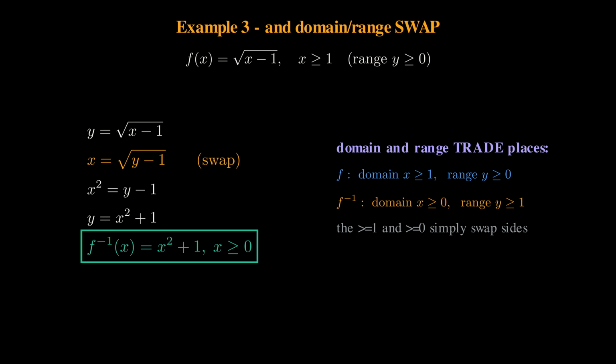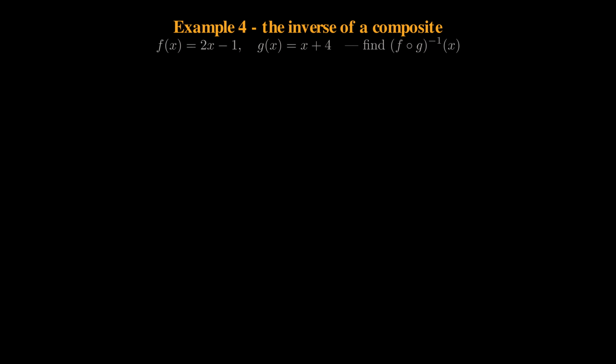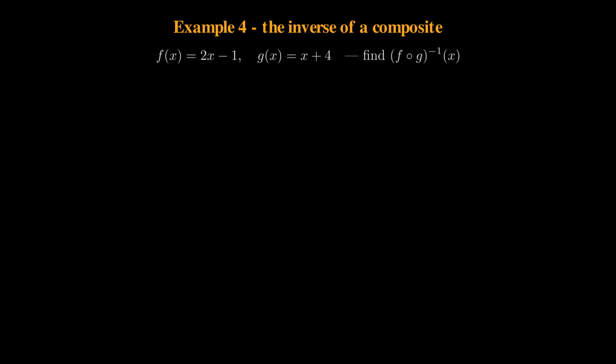Always state it. Example 4. The genuine step-up. It fuses both halves of the topic. With f of x equals 2x minus 1 and g of x equals x plus 4, find the inverse of the whole composite, f composed with g. 2 moves. Build the composite, then invert it.